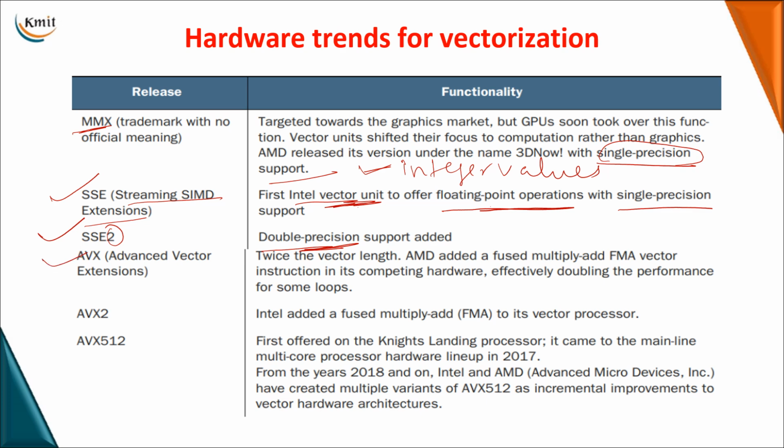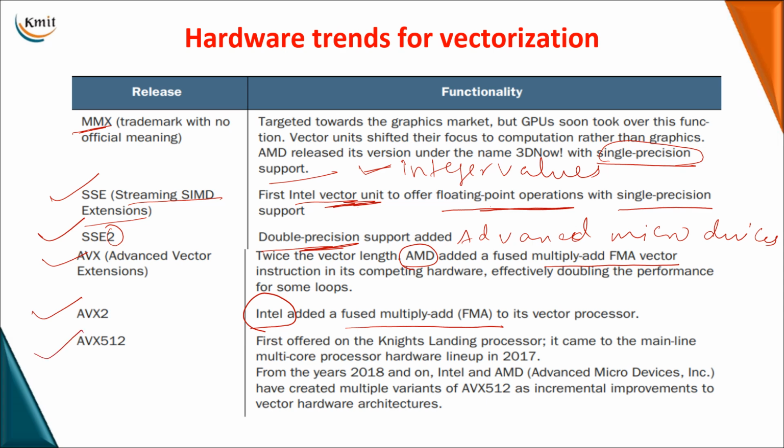AVX stands for Advanced Vector Extension. Initially, it was developed by AMD, Advanced Micro Devices, and it used a technology called FMA. FMA is nothing but fused multiply add. I'll tell you how it works. Later on, they moved to AVX2, which was developed by Intel. The same thing, where they added the same fused multiply add operation. One was by AMD, the other was by Intel.